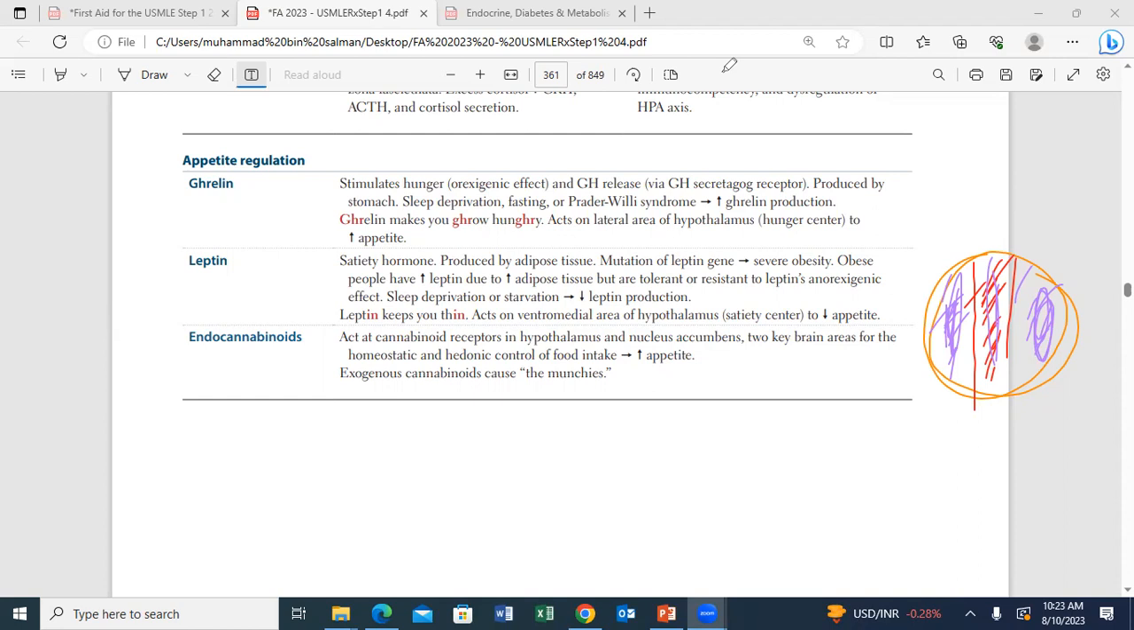And then endocannabinoids basically work at two areas. They also increase the appetite, and exogenous cannabinoids cause munchies. This is not a very high yield point.